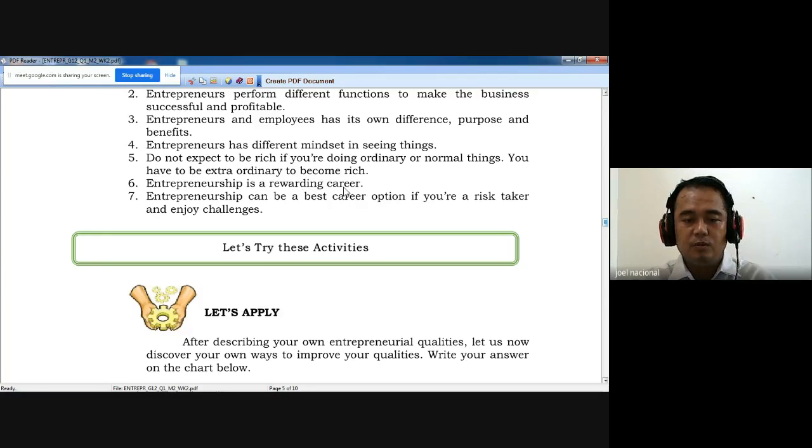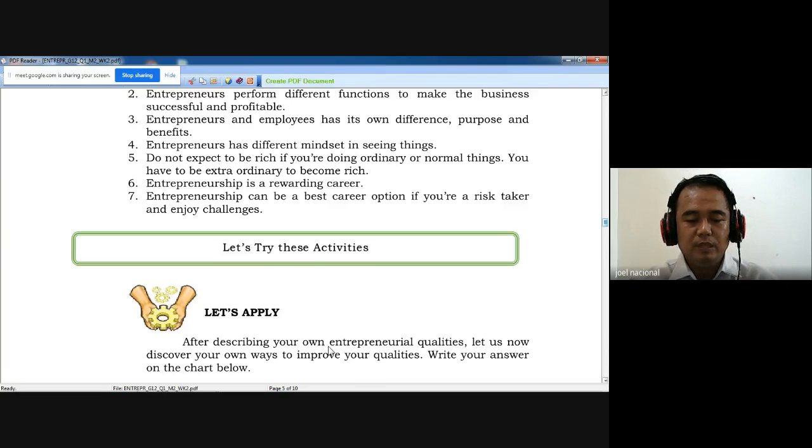Entrepreneurship is a rewarding career, and entrepreneurship can be the best option if you're a risk taker and enjoy challenges. If you are a person that is ready to accept challenges, you can be an entrepreneur. So the activities here, I will leave for you to answer. It is the same method in answering as in week one, quarter one, module one.